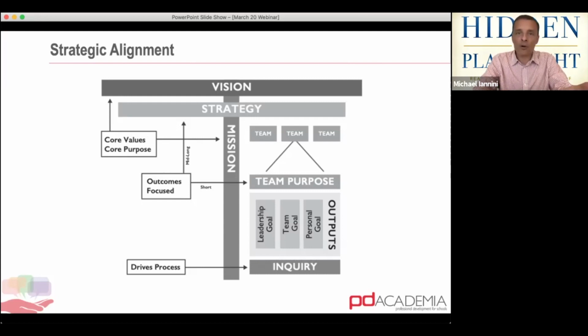The important thing about goals is it's not just the team goal. There needs to be a leadership goal and there needs to be personal goals. The leadership goal should somehow be aligned with the team purpose. It doesn't necessarily need to be about the skills and dispositions of agentic learning or understanding how to create better curriculum. In fact, what it could be is, how do I manage up? Here's a great leadership goal in this case.